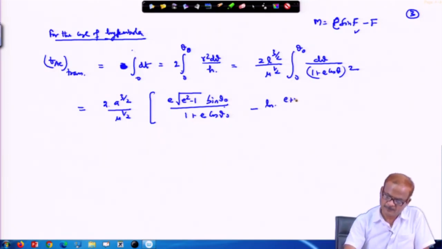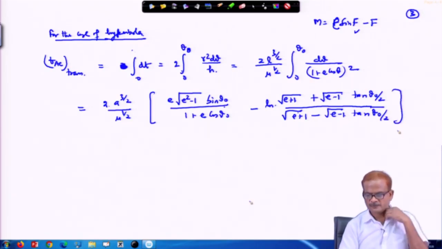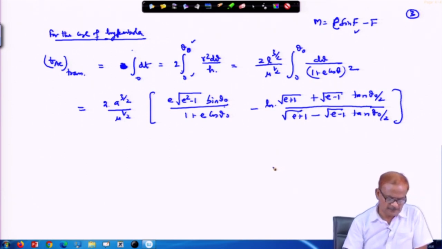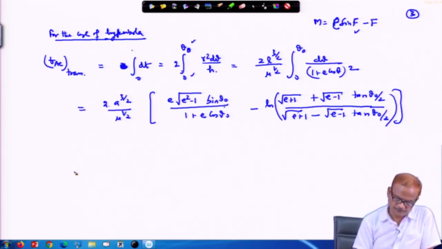Minus ln E plus 1 under root plus E minus 1 under root, tan theta 0 divided by 2. So, this is the integration from 0 to 2, then we get this expression, where A equal to R divided by R V square divided by mu minus 2.